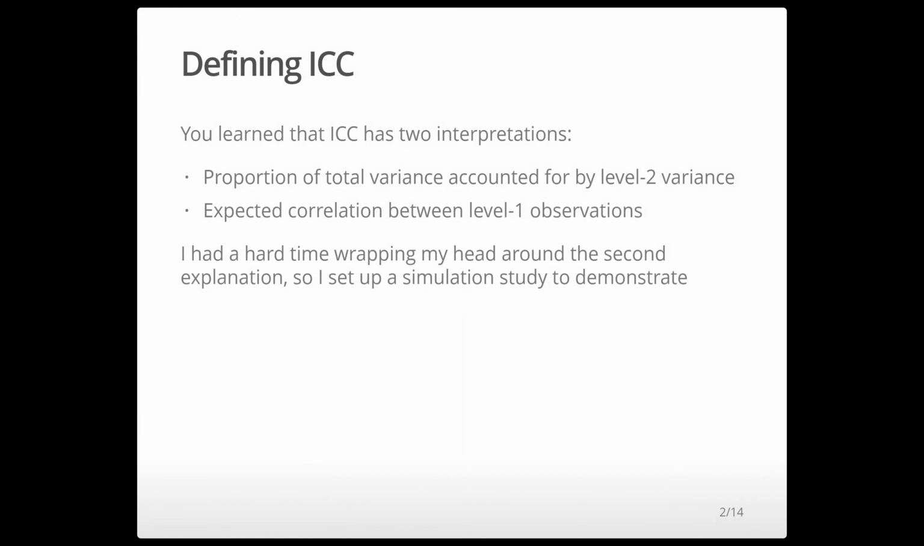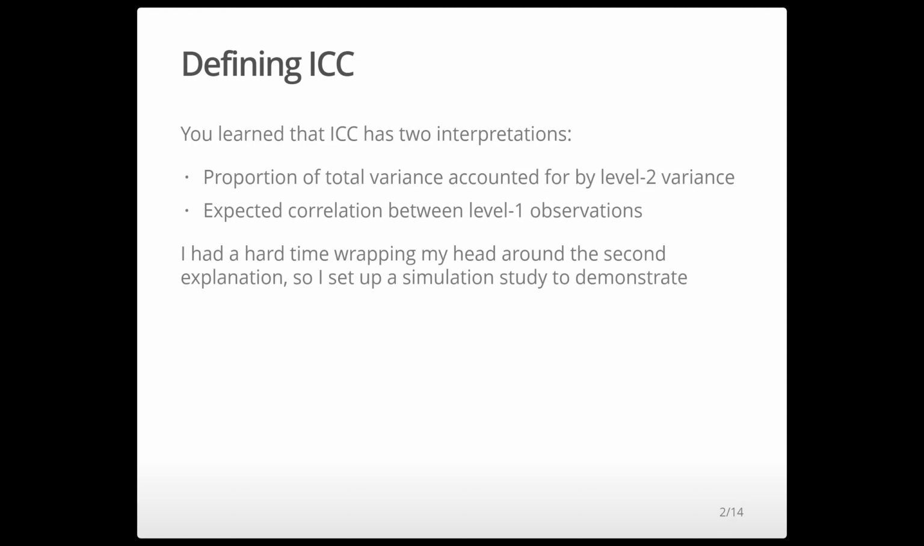So first, let's just go over the definition of ICC, and we learned that ICC has two interpretations. The first, for me at least, was a little bit more straightforward, and that's the proportion of total variance accounted for by our cluster structure, or our level 2 variance.